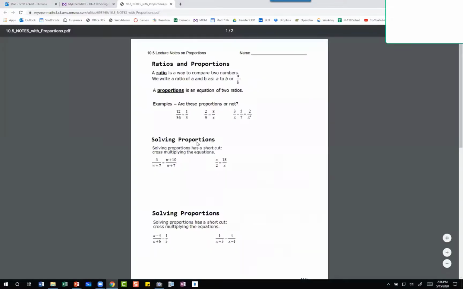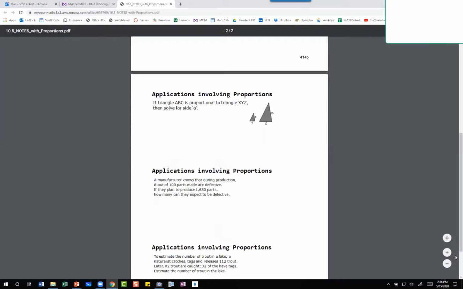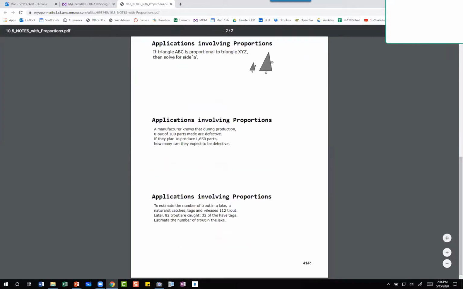I'm going to ask you to get out these notes from 10.5. So you should have these notes. They kind of look like this. Yes, 2 pages.